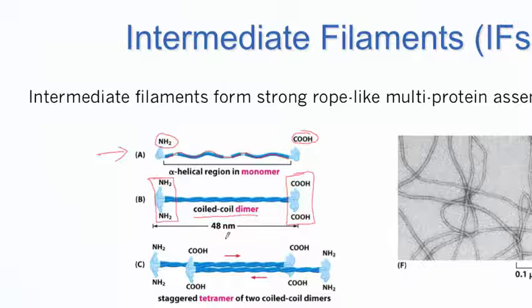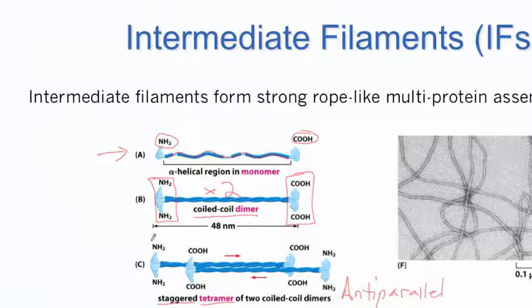Those dimers will then undergo formation of a tetramer. So two of these dimers, so let's say times two, will come together and they'll do so in what's called a staggered tetramer, and they'll do it in an anti-parallel fashion. Sorry for my handwriting. Anti-parallel.